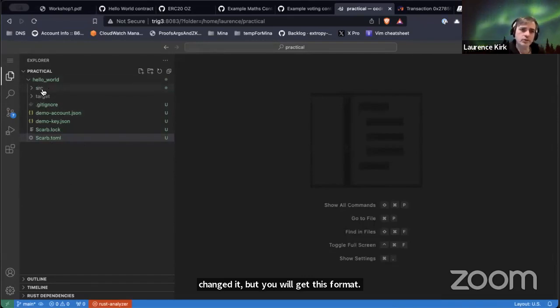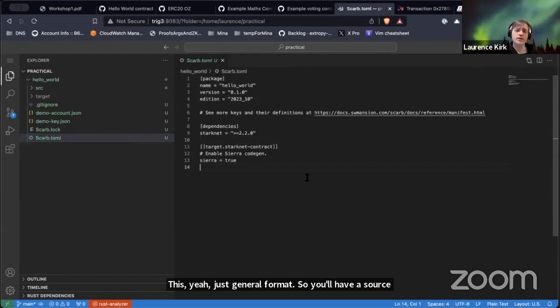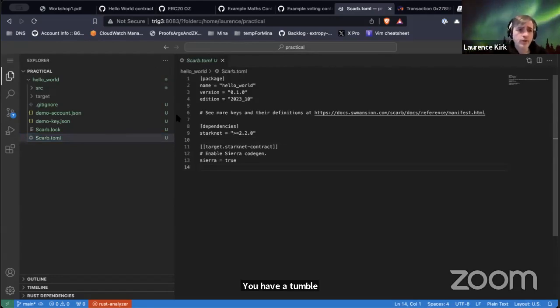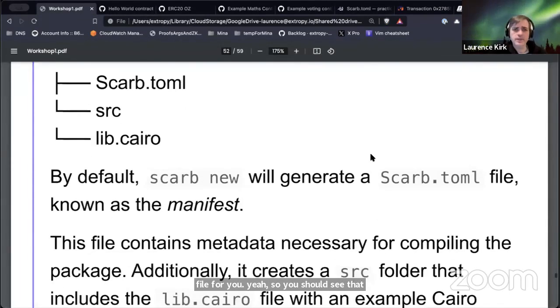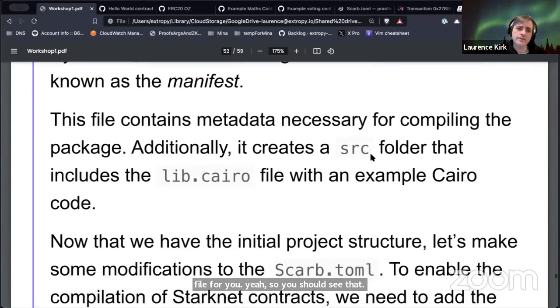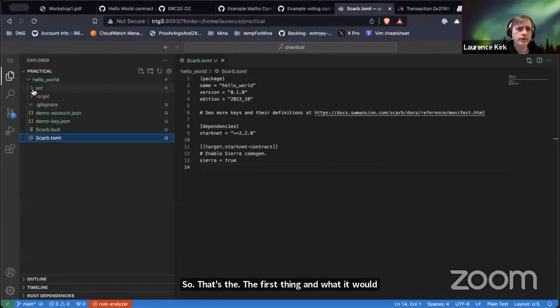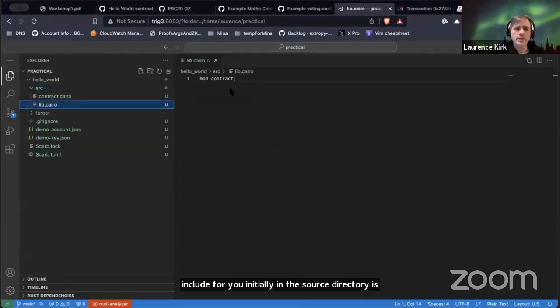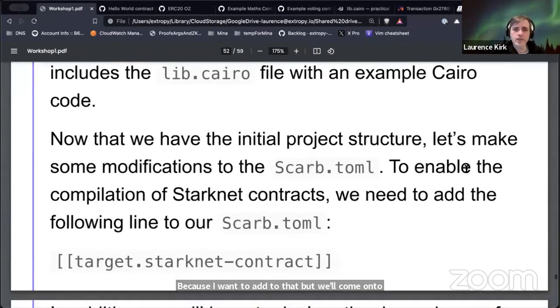Actually, you won't get that exactly because I've changed it, but you will get this general format. So you'll have a source directory. You have a TOML file, which is the configuration file for you. And what it would include for you initially in the source directory is a lib.cairo file, which I've changed because I want to add to that, but we'll come on to that.